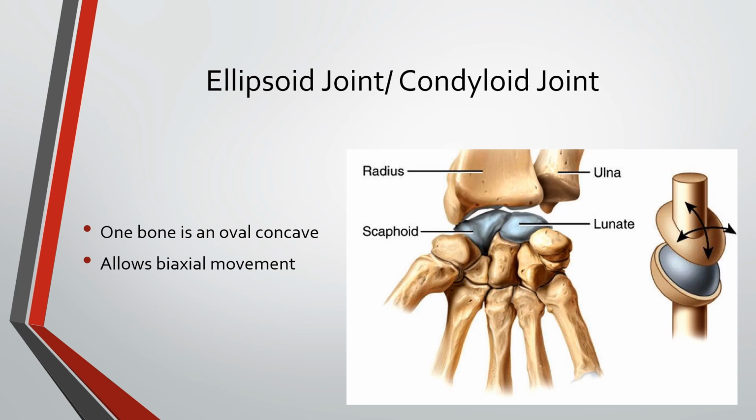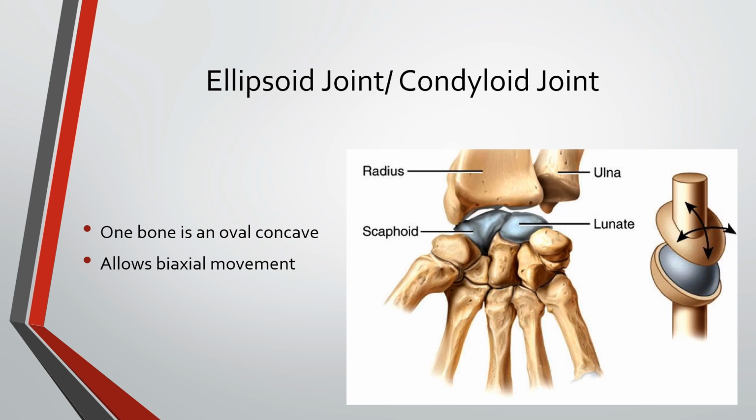Next up, we have the ellipsoid joint, also called the condyloid joint, same thing. Basically, you've got one bone that's kind of like an oval, and the other one is kind of concave. So the other one is like giving a hug to the oval. Or you could think of it as some sort of trough, and the oval-shaped bone sits inside of it.